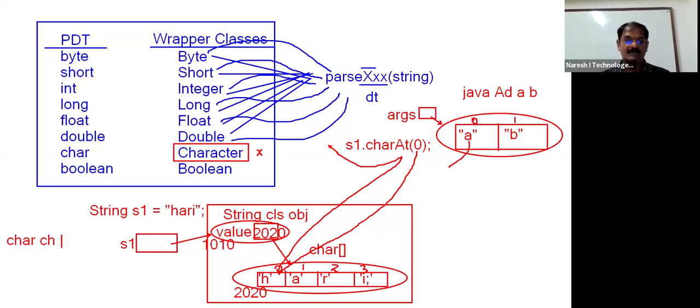char ch equal to, this is a very confusing point. Tell me, args of 0. Args of 0 returns what? Double quotes A, right? Double quotes A dot. From the double quotes, I want to take A. Then what method do I have to call? charAt. charAt of square bracket or round bracket? Round bracket.